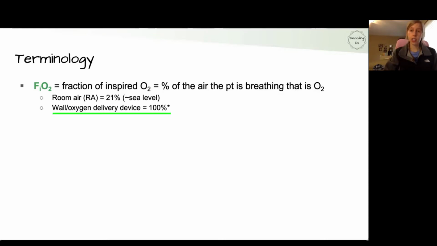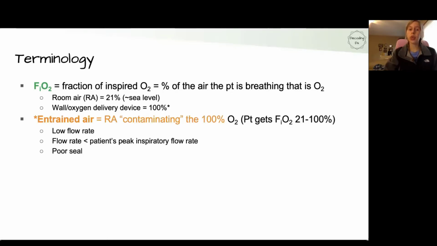The wall oxygen device will give 100% oxygen, but the key is that the type of delivery method that you're using will allow entrained air to contaminate that 100% O2. This means that the patient will get somewhere between 21 and 100%. And again, that depends on the device, and we'll go through some of those devices in a bit.